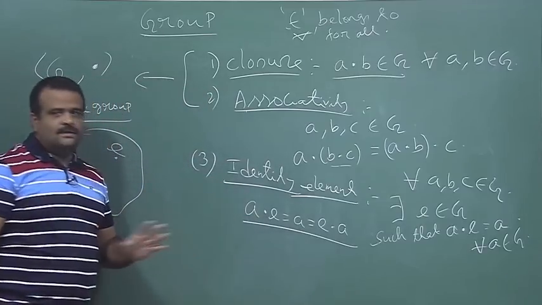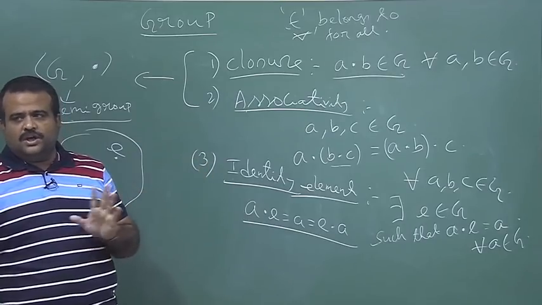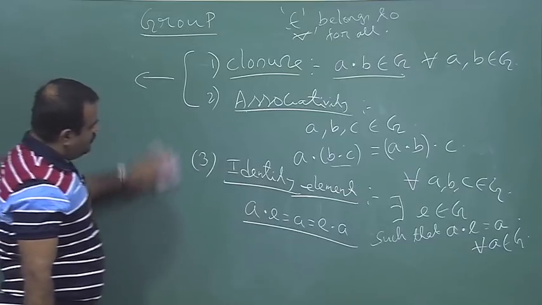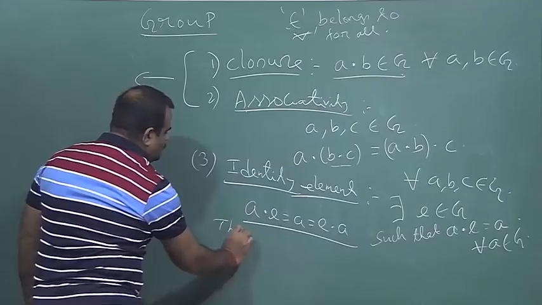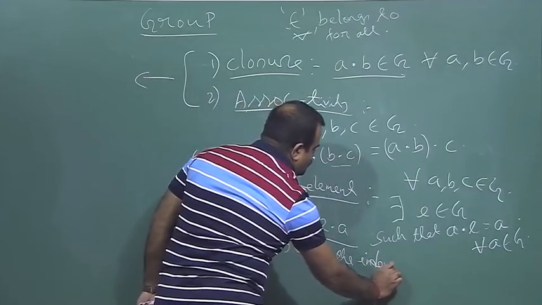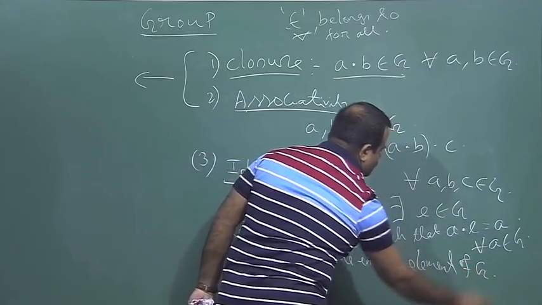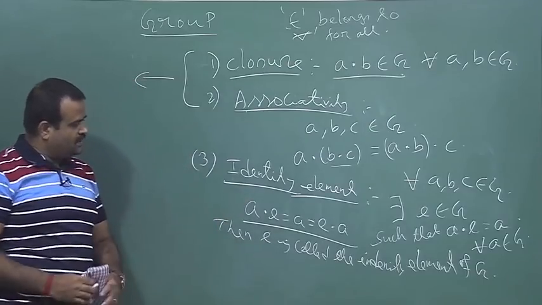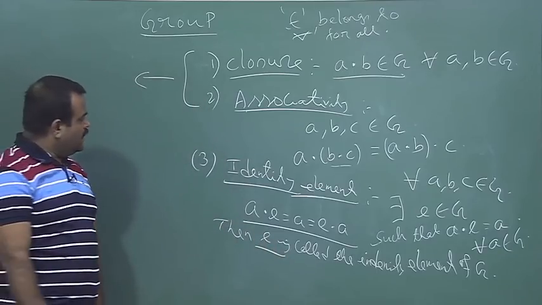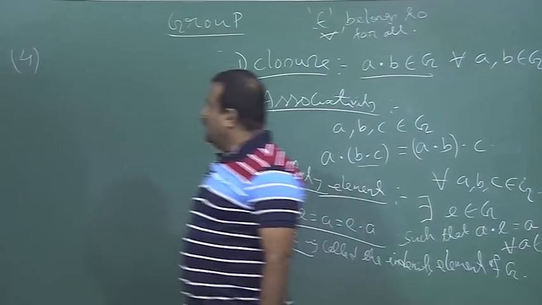So, if such an element exists, we can prove that it must be unique. Okay. So, if we have such an element, then that element is called the identity element of the group, and E is called the unique identity element of the group G. So far we do not know the group, so far we have this set. So, E is called the identity element if we have this property. Okay. And the last property for a group, property number 4, is existence of inverse.